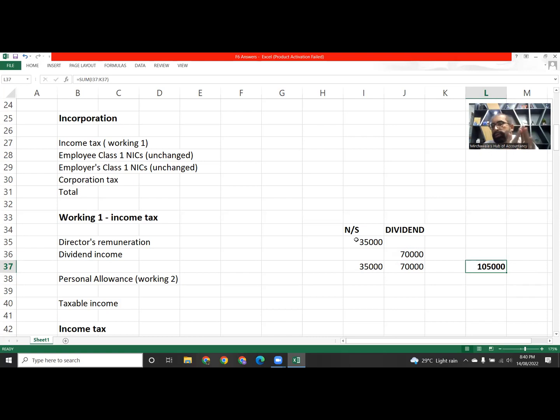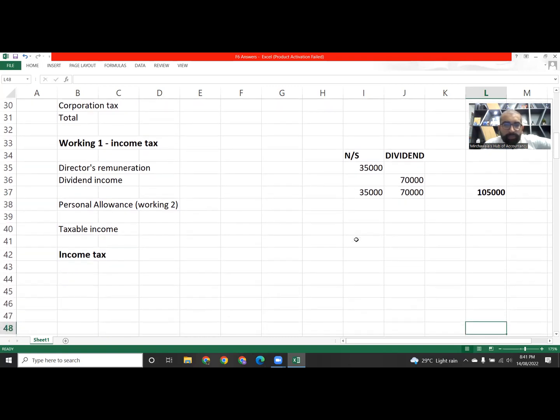Don't sleep. Now, you don't have any other income. You don't have any qualifying interest. So this will be your net income and this will be your ANI. Hope you remember. Now your ANI is 105,000, which is greater than 100,000. So whenever your ANI is greater than 100,000 and less than 125,140, you have to do a reduction working. I'm sure you remember. Let's do it.